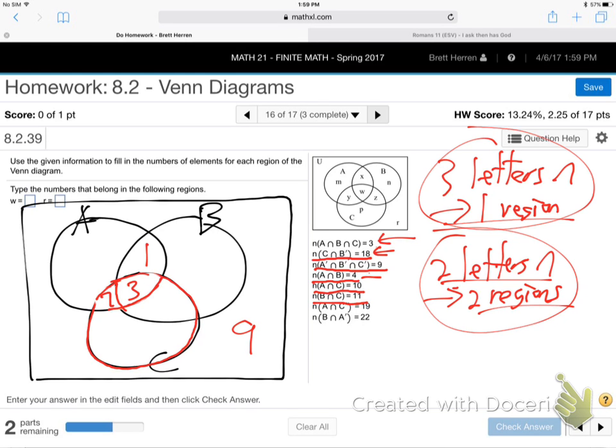Good. Next, B overlap C. That's these 2, isn't it? B overlap C is those 2, and that totals 11. Right? You with me? Am I losing you? It's 11. So this is 8 and 3 to make 11 in the B overlap C.